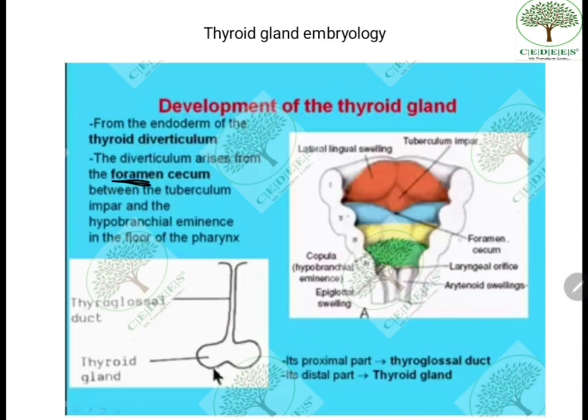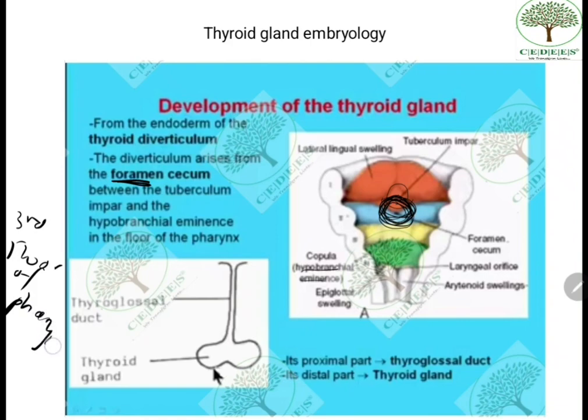Now we all know, in this diagram we can see the anterior two-third of tongue is formed by these three structures, the lingual swellings and the tuberculum impar, and the posterior third of the tongue is formed by the hypobranchial eminence, and at the junction of the anterior two-third and posterior one-third we have the foramen cecum. Now from this foramen cecum, there will be something called a thyroid diverticulum. Now this is formed in the third week of gestation by proliferation of many endodermal cells which is arising from the foramen cecum on the floor of the primitive pharynx.